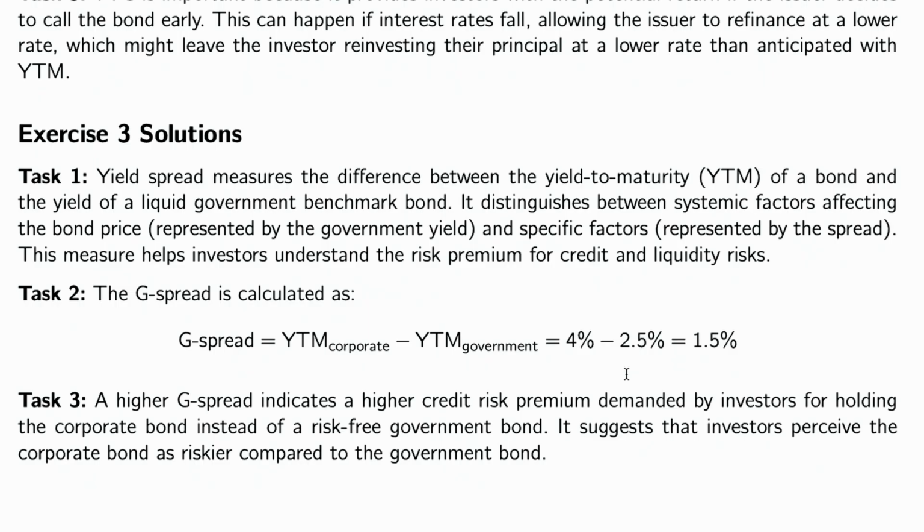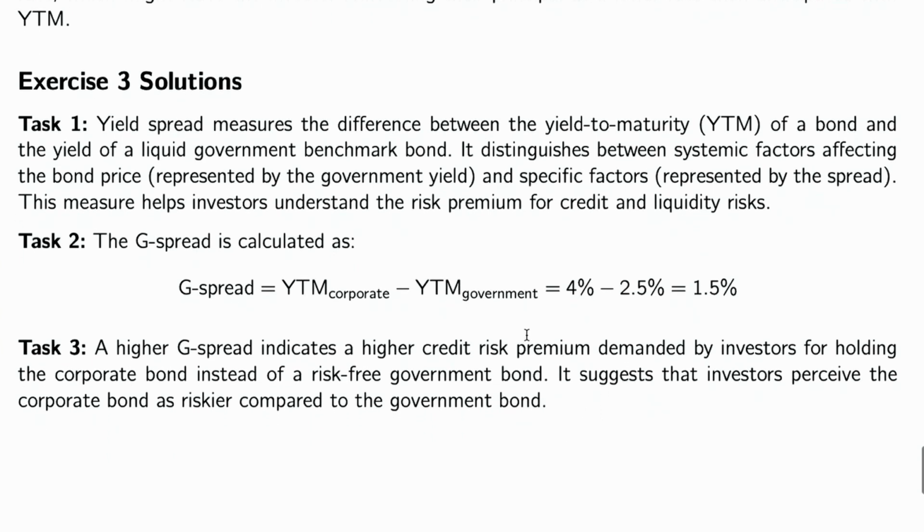In task 2, the G-spread is simply the difference between the two yields to maturity. And in task 3, a higher G-spread indicates a higher credit risk premium, demanded by investors for holding the corporate bond instead of a risk-free government bond. It suggests that investors perceive the corporate bond as riskier compared to the government bond.